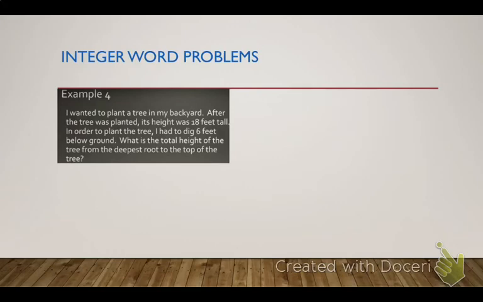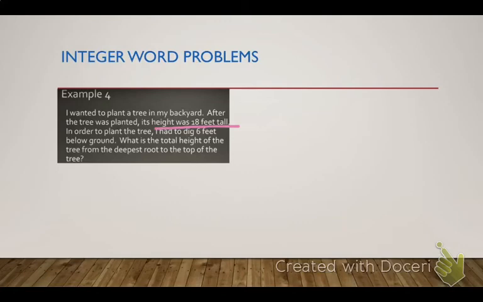All right, example number 4. I wanted to plant a tree in my backyard, and after the tree was planted, its height was 18 feet tall. In order to plant the tree, I had to dig 6 feet below ground. What is the total height of the tree from the deepest root to the top of the tree? Well, let's see. I know that my height is 18 feet tall, and anytime you talk about height, it's got to be positive. I don't know of anybody who's got negative height.